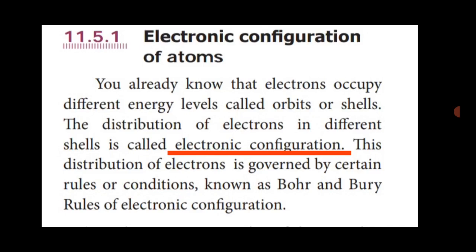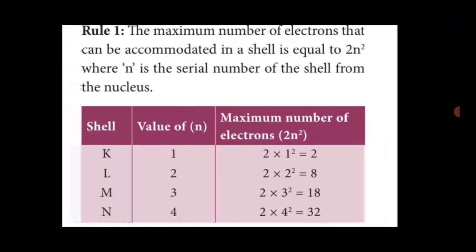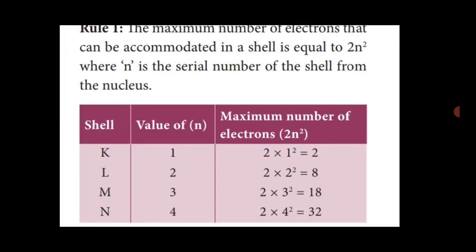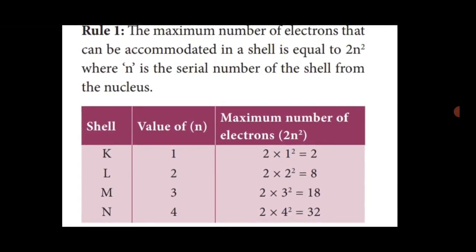Let's see the rules of electronic configuration. Rule number 1: the maximum number of electrons that can be accommodated in a shell is equal to 2n squared, where n is the serial number of the shell from the nucleus. What is the first rule? The maximum number of electrons in a shell is 2n squared. What is n? n is the shell number.